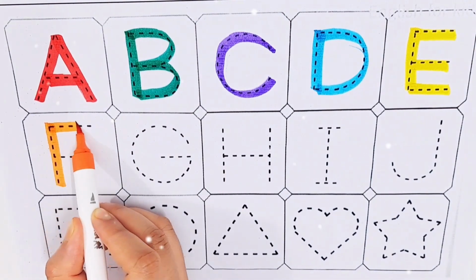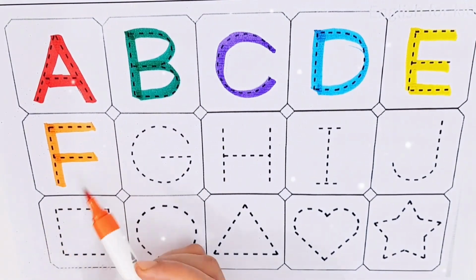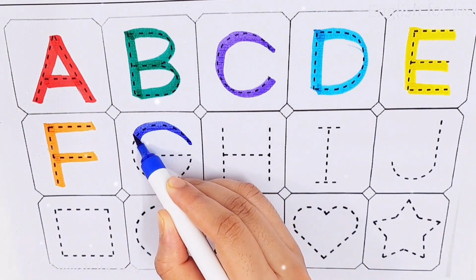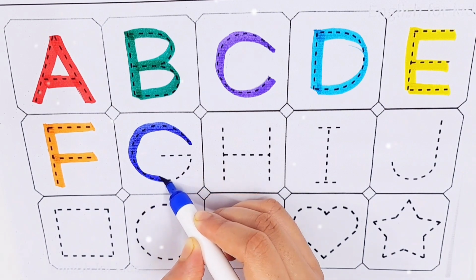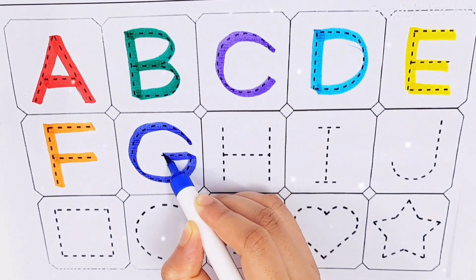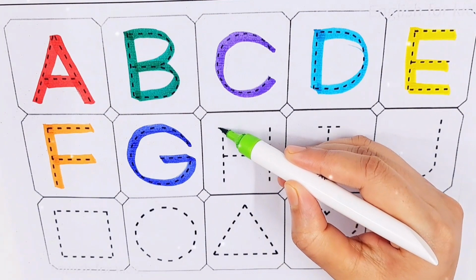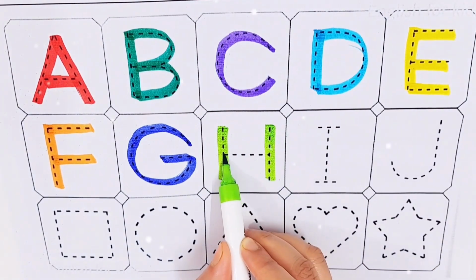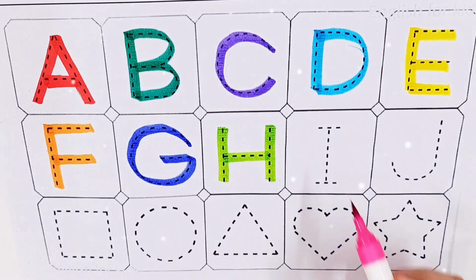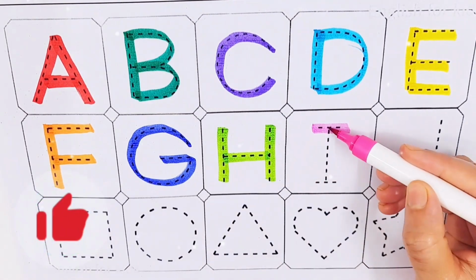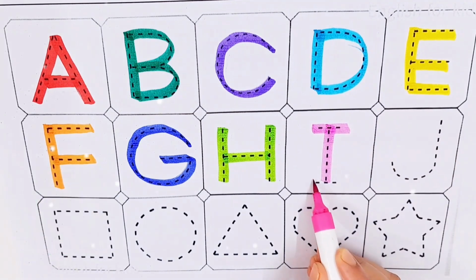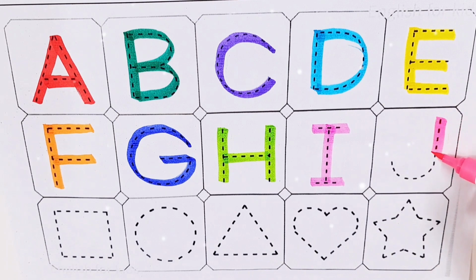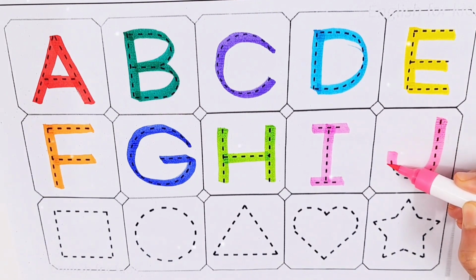F for fruits. G for grapes. H for honey. I for ice. J for jam.